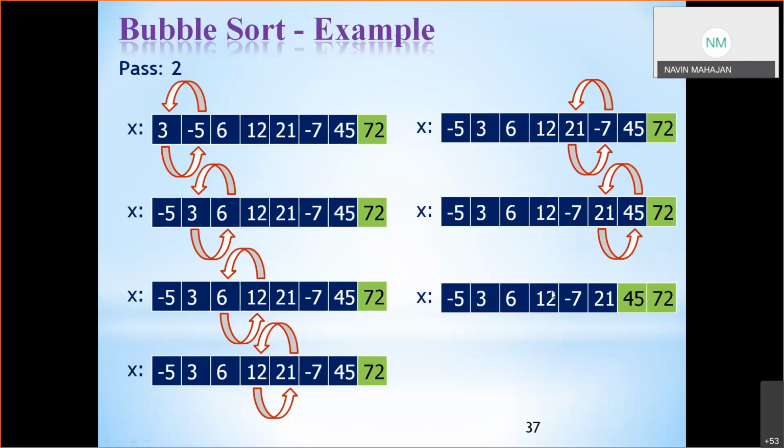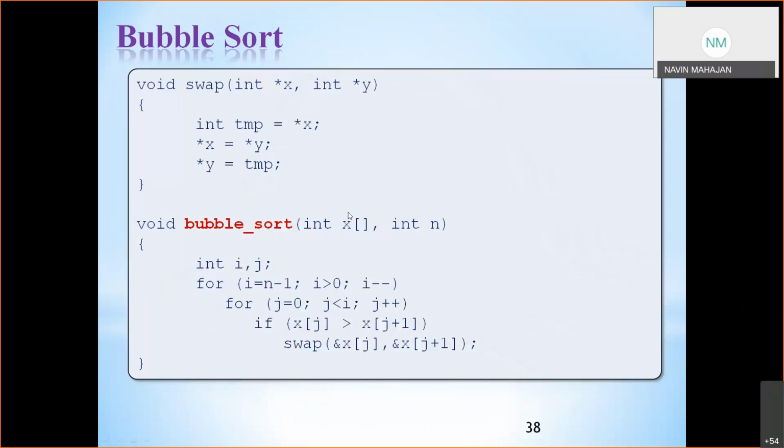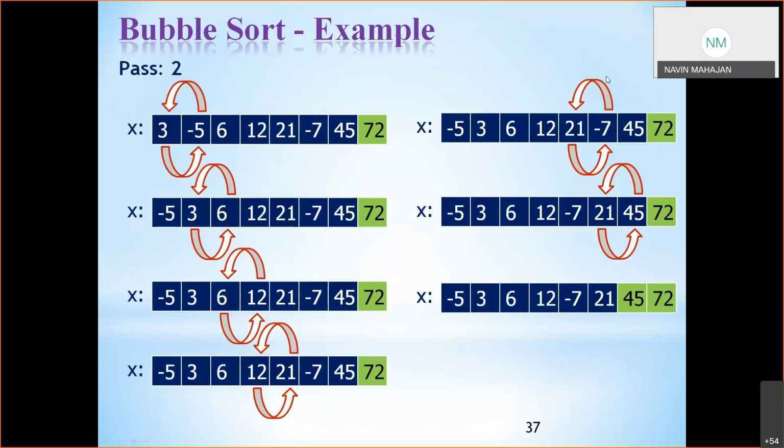Now you can see in the last iteration, 45 is already in its position. Now you don't have to consider 45 and 72. We have to consider only the first 6 numbers. So you keep on doing this. This was the first pass. Now the second pass, then the third pass, 4, 5, 6. After the 7th pass, you get the final result.